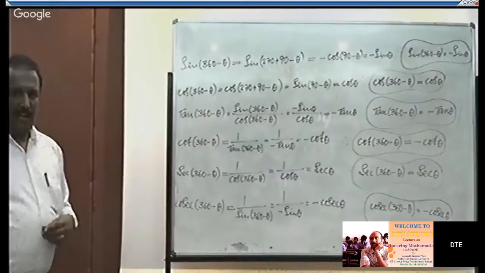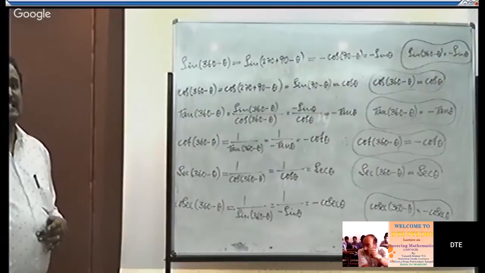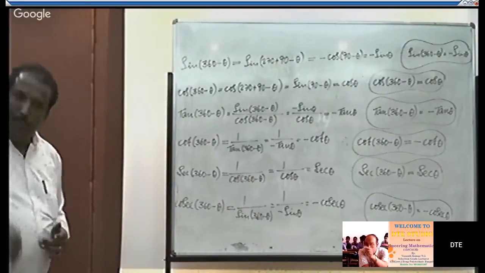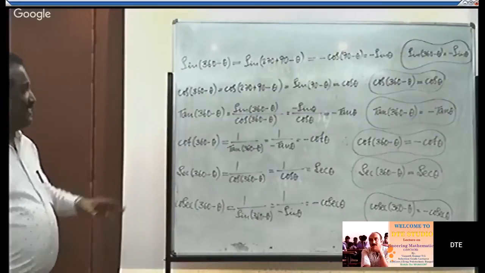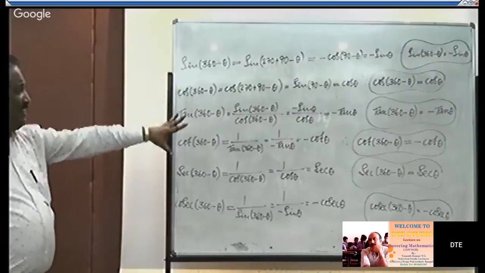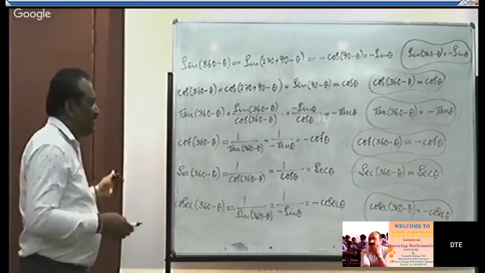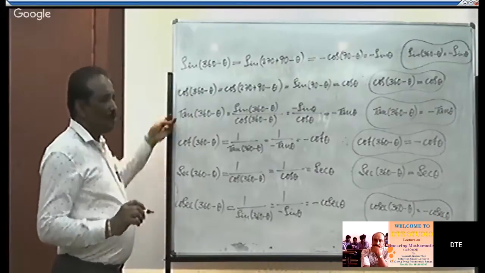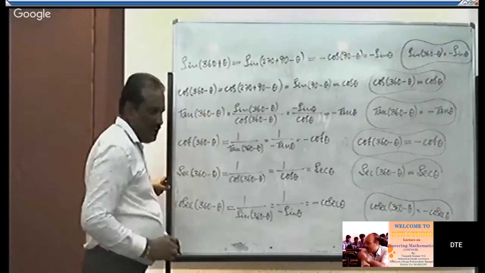Now the next concept is to connect all the 6 trigonometric functions for an angle 360 plus theta. With those of theta, I just adjust all these results for 360 plus theta. If you keenly observe the results, you can see that all of them are analogous to the previous one. Now, sine of 360 plus theta.